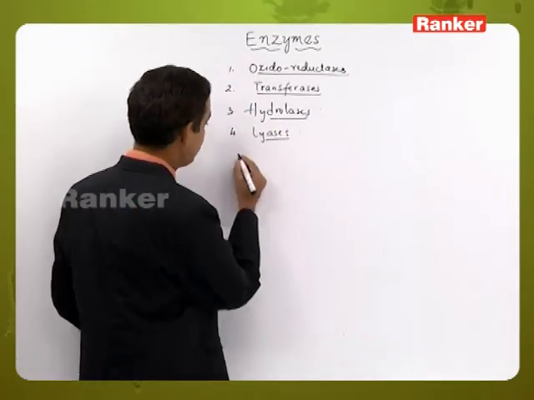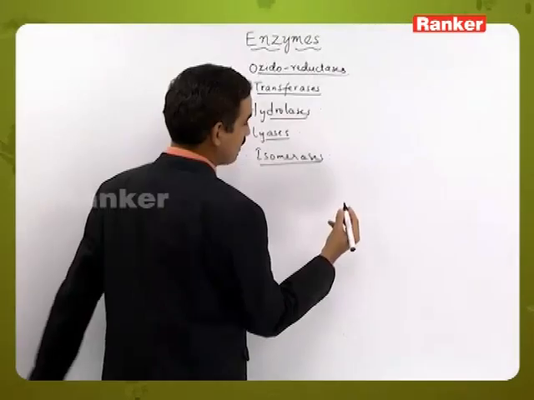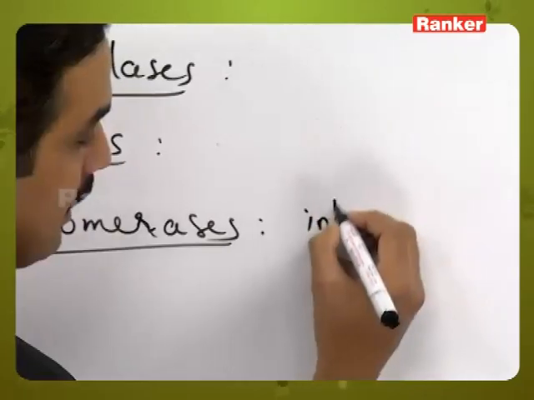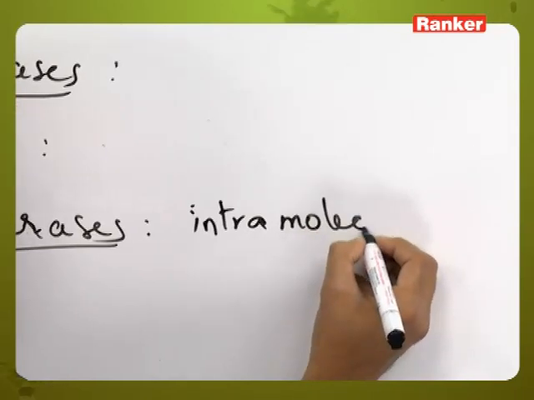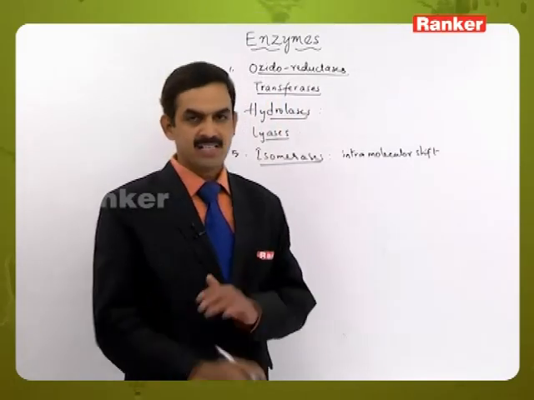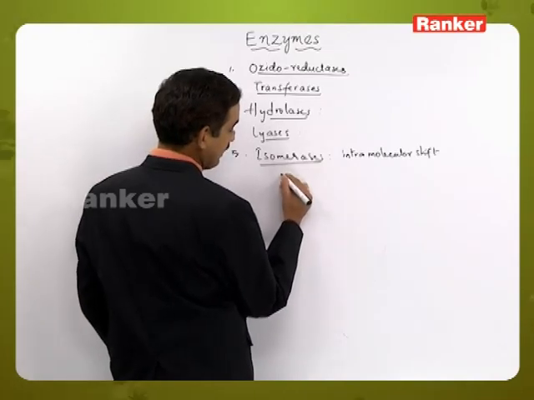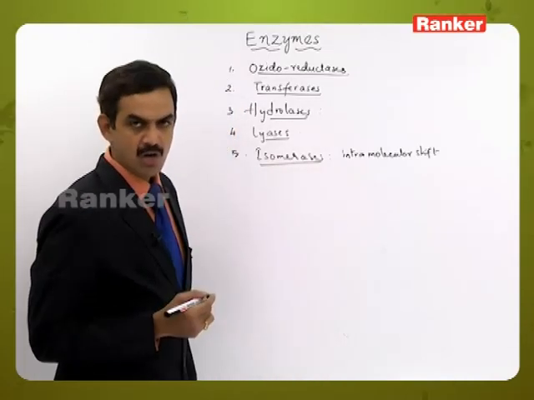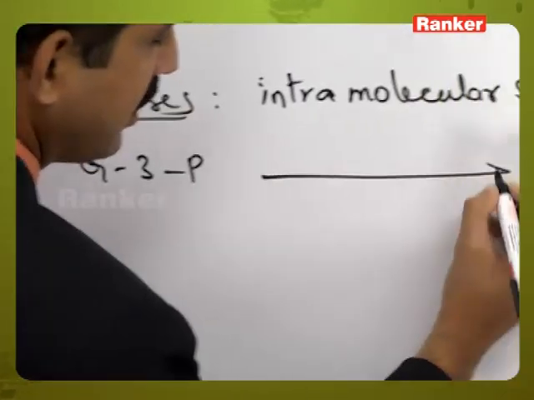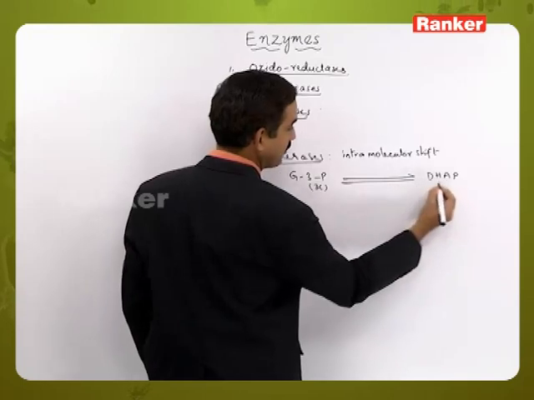The 5th major class is isomerases. So isomerases involve the conversion of one isomer form into the other isomer form, or we can call it an intramolecular shift, in which one isomer is converted into other isomer form. Let us take some examples here. These are reactions present in respiration and also in photosynthesis, like glyceraldehyde 3-phosphate is converted into dihydroxyacetone phosphate. Both of them are isomer forms.